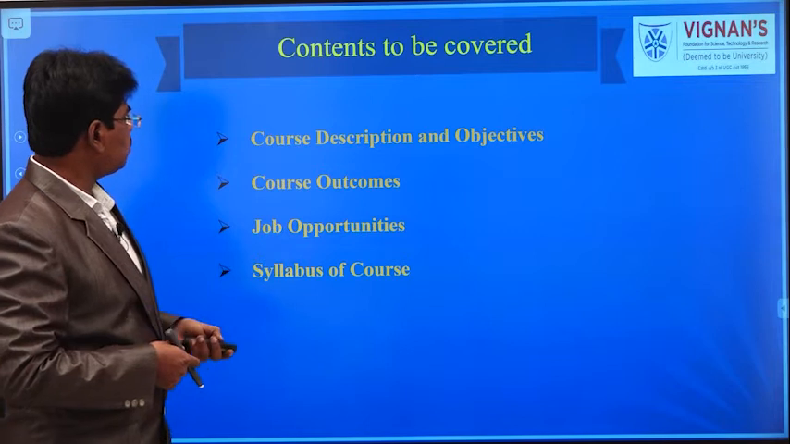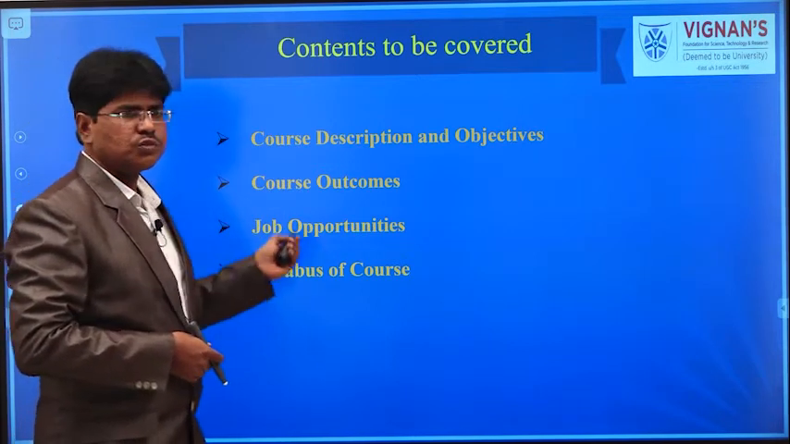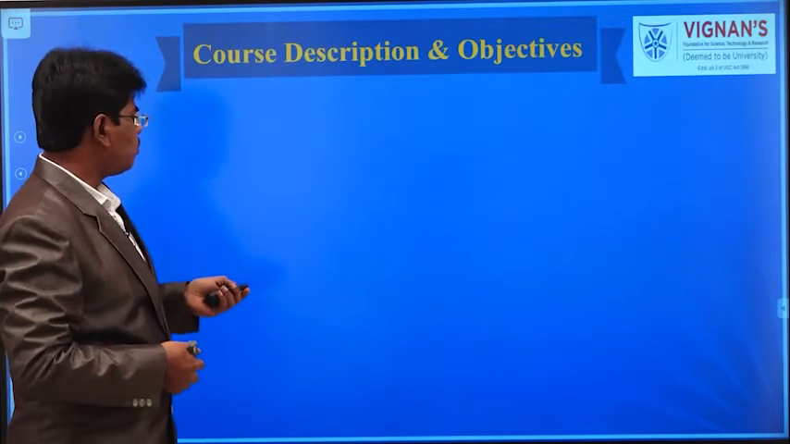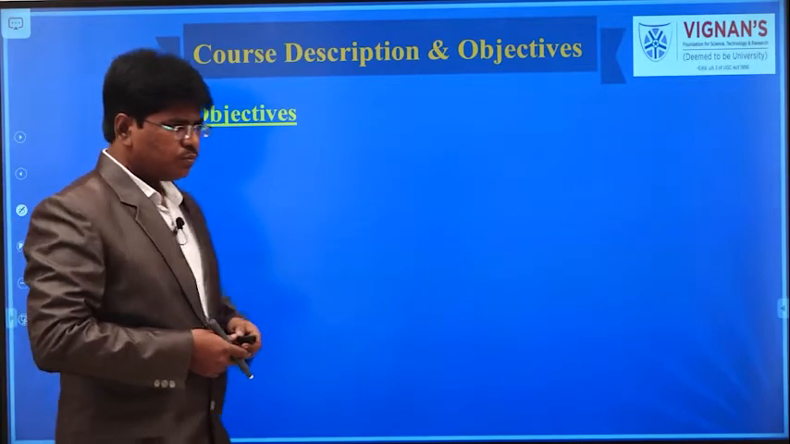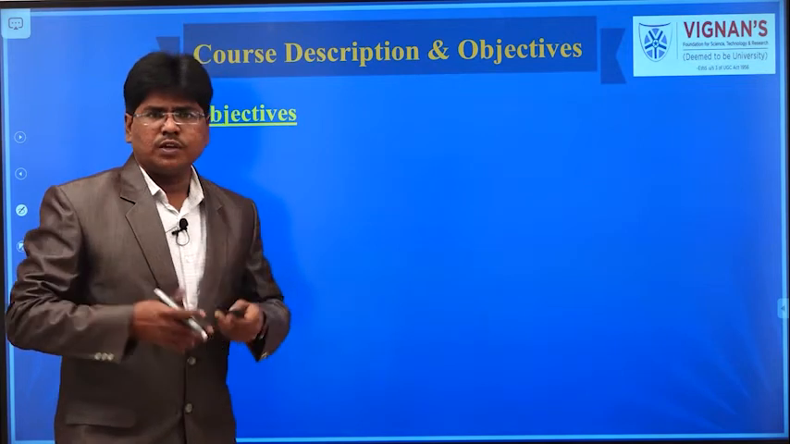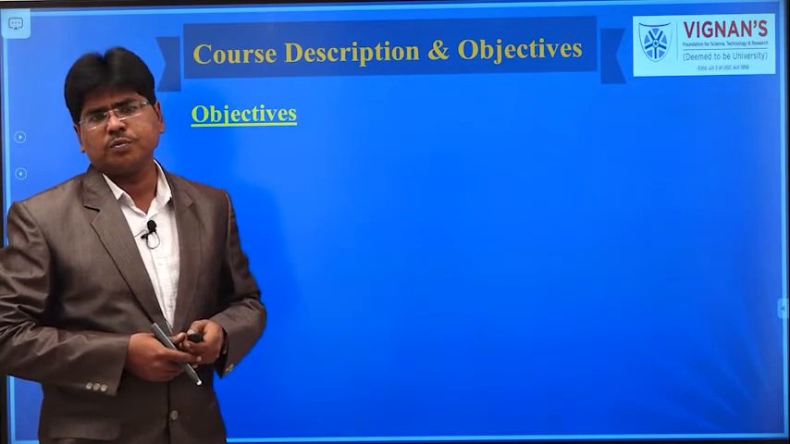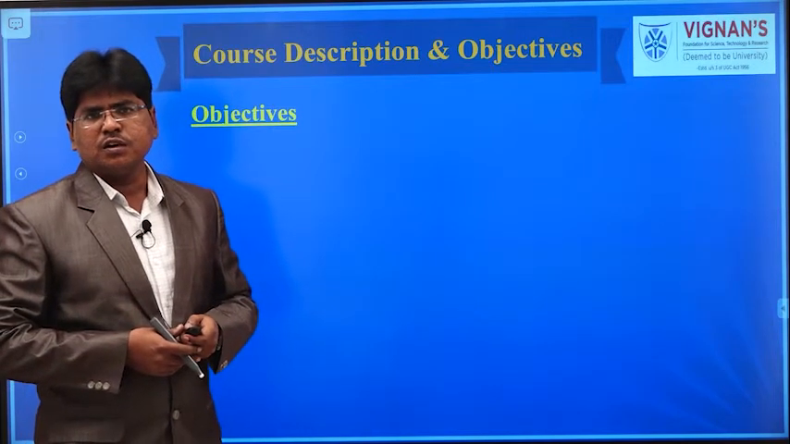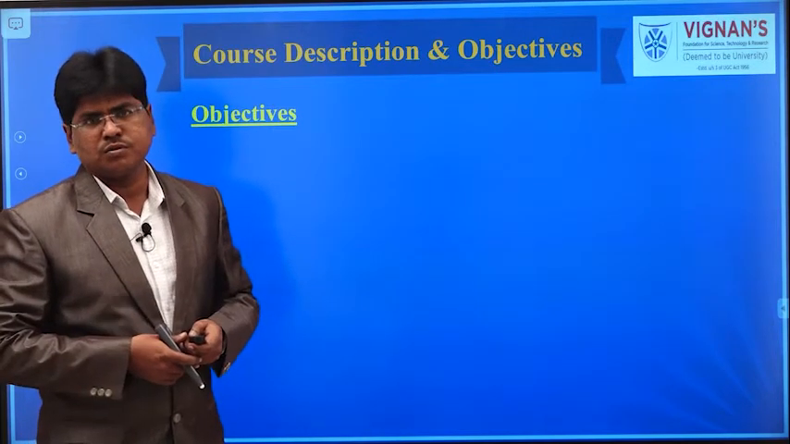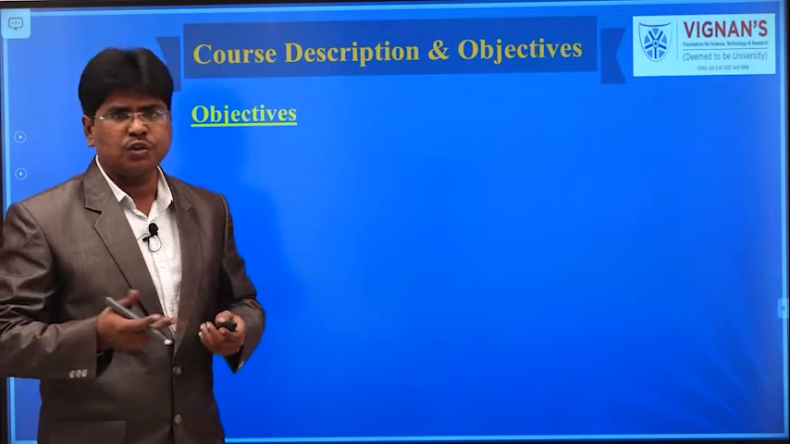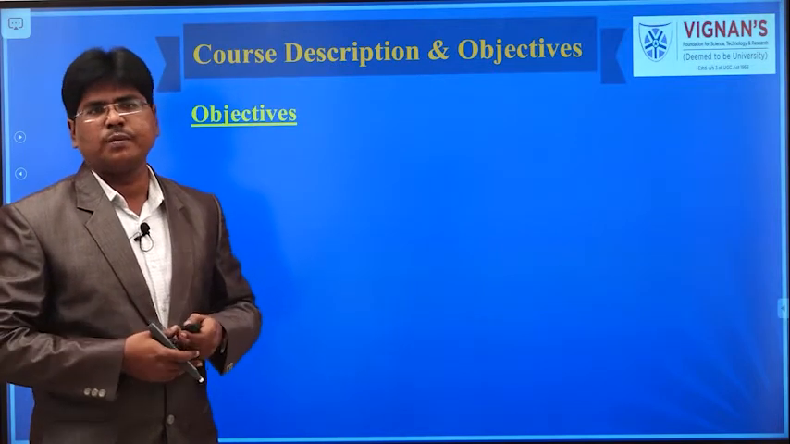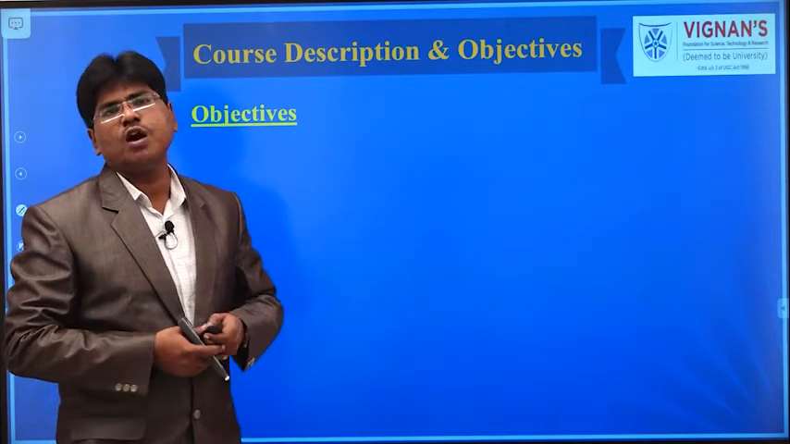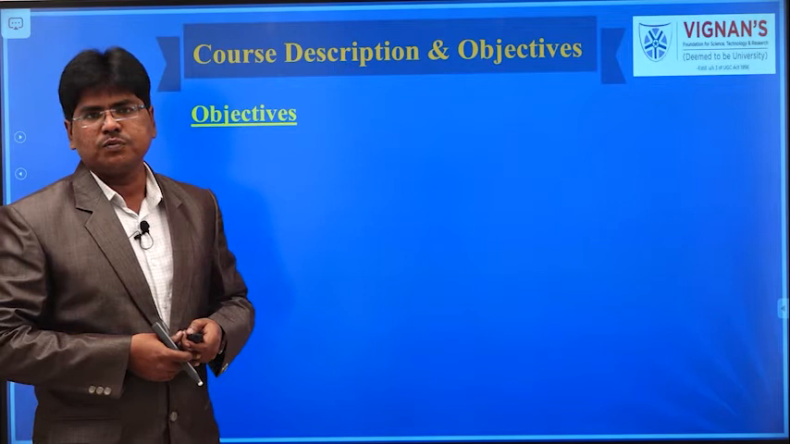So first one, course description and objectives. First, course description. Our course is Programming for Problem Solving. The title indicates Programming for Problem Solving. If you closely observe the title, it indicates we are going to solve some problems through programming. The problems may be mathematical problems or logical problems, whatever you take. We are going to solve those types of problems through programming.